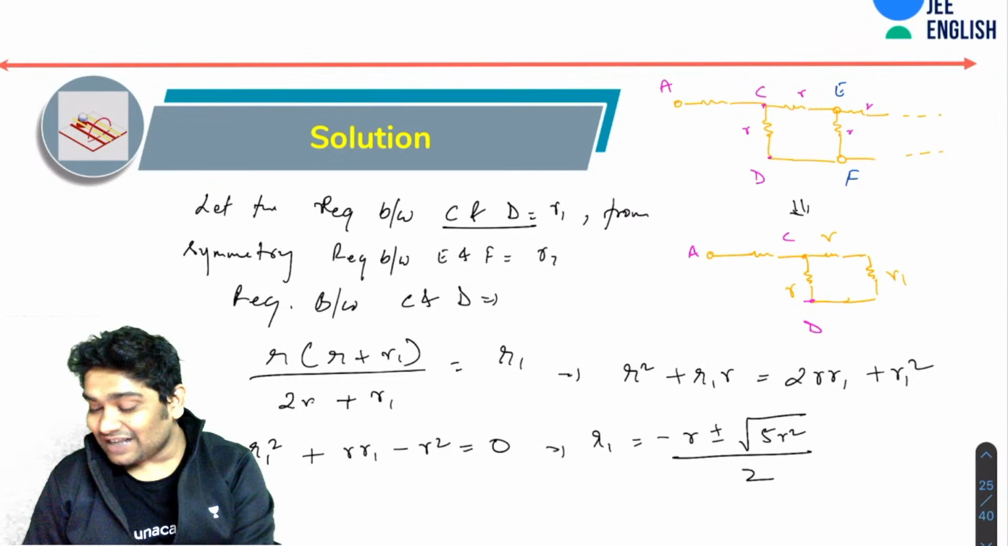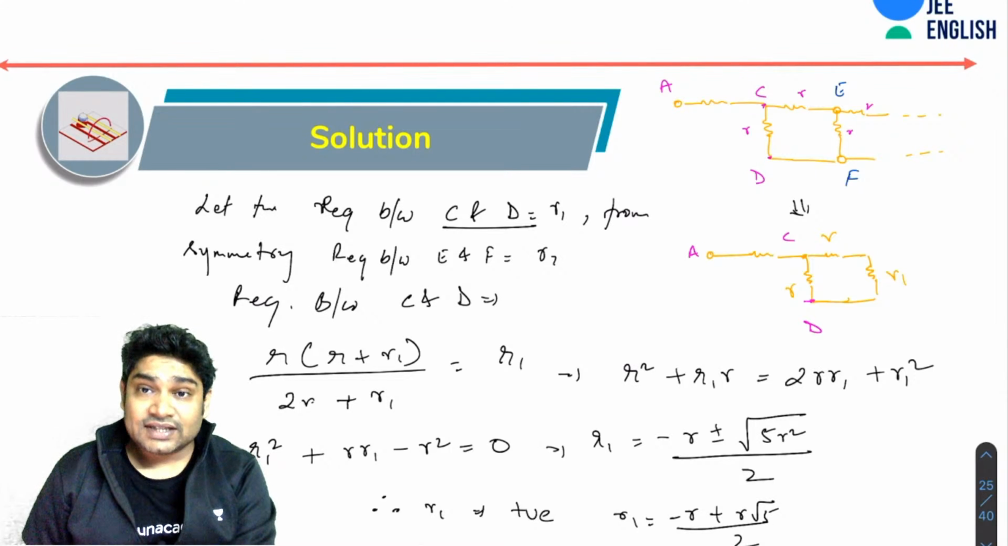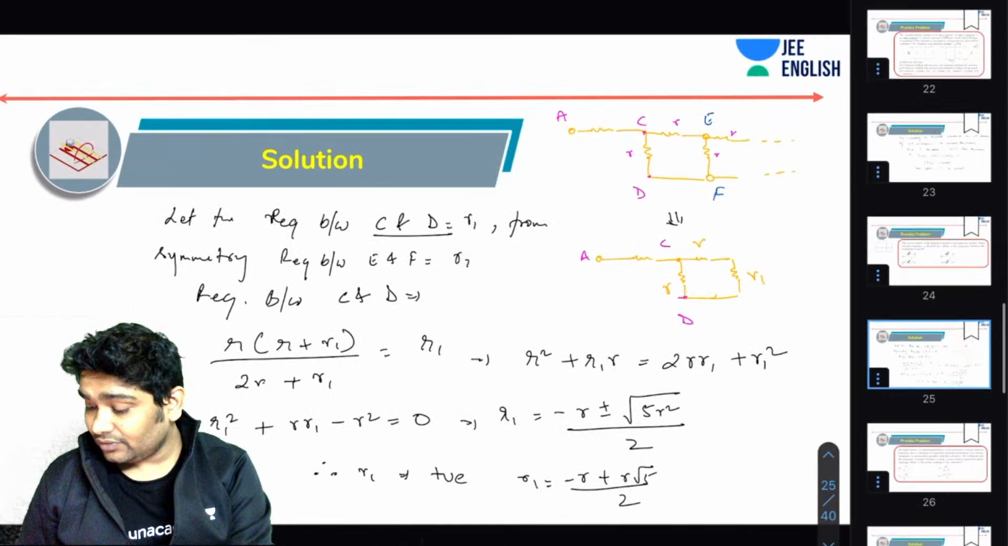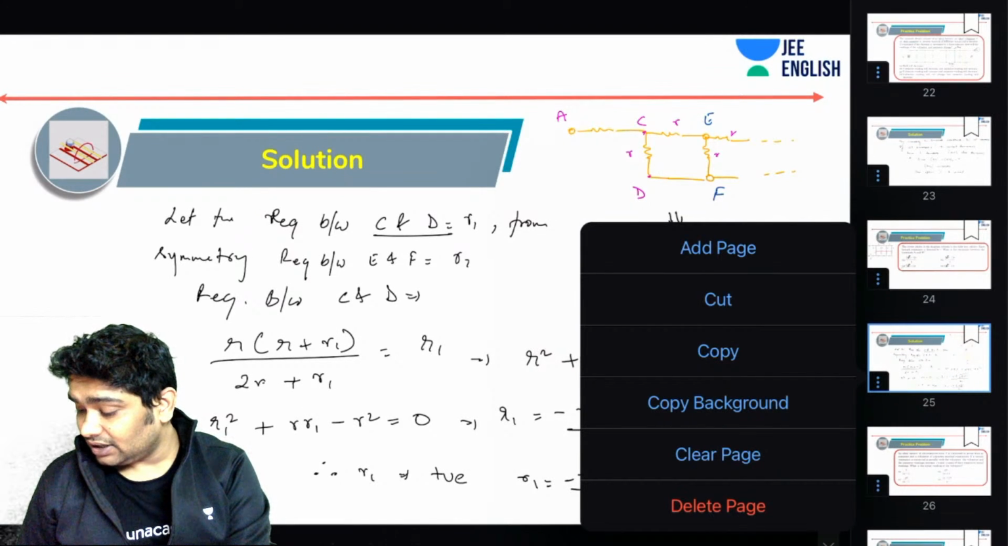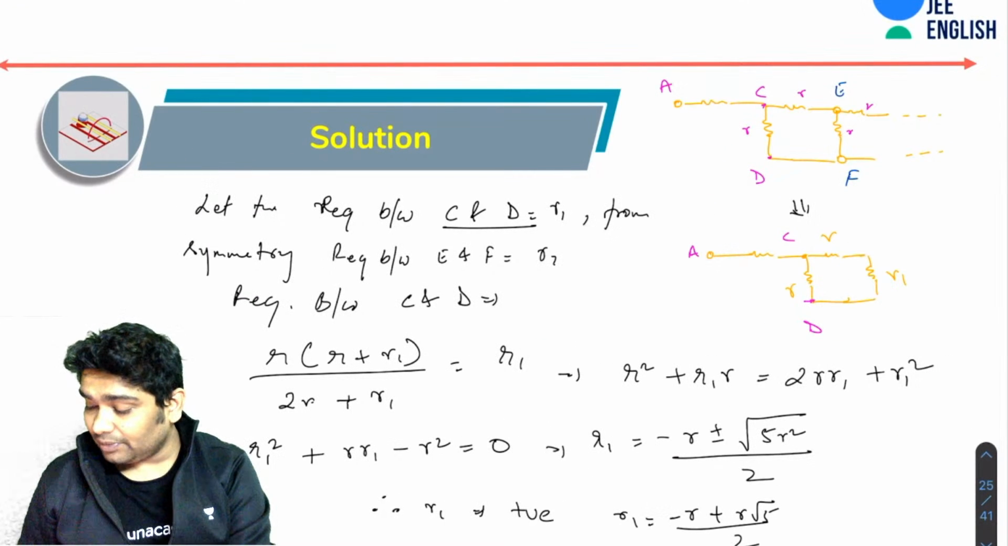So since R1 cannot be negative, R1 is positive. So I will realize R1 would be equal to minus R plus R root 5 over 2. Okay, this is the equivalent resistance between C and D. So the equivalent resistance between A and D, what will that be?